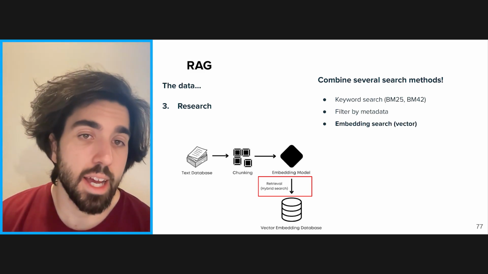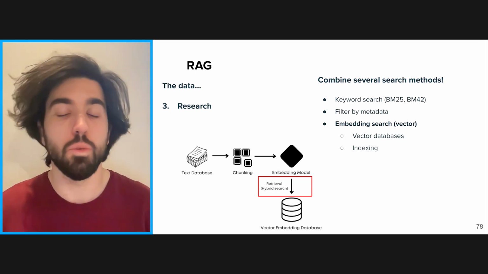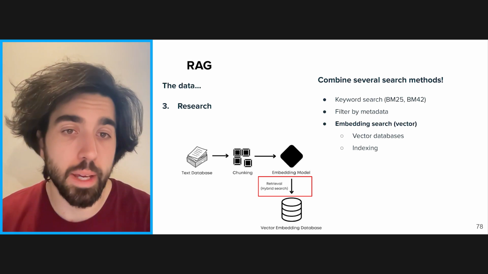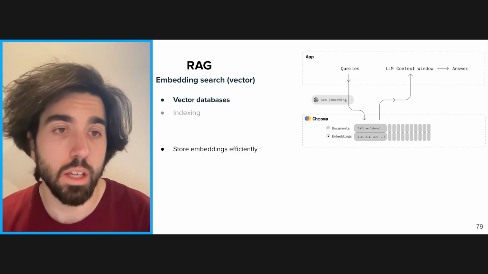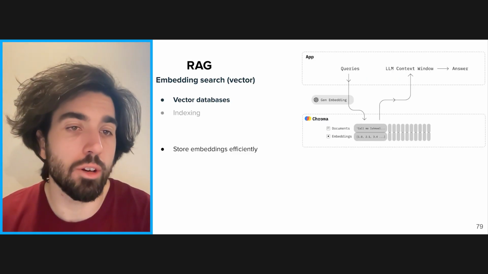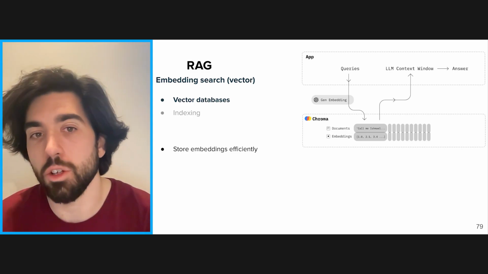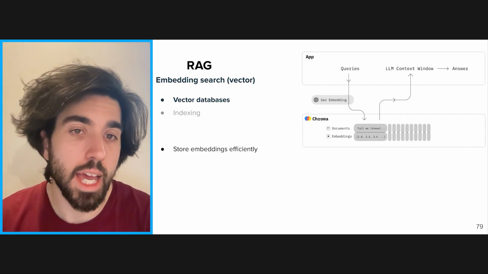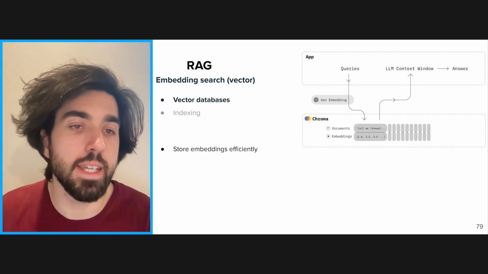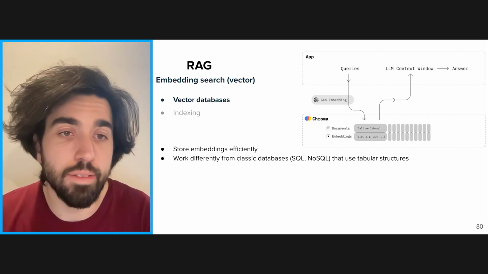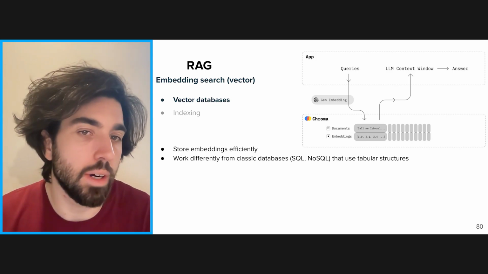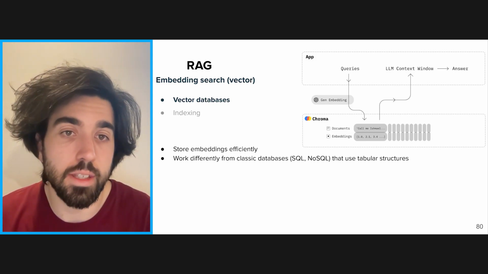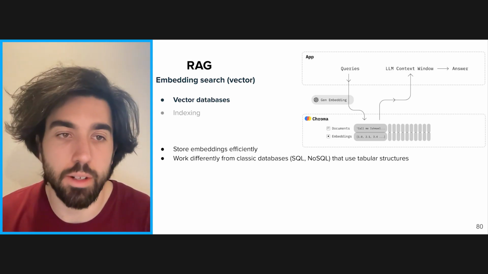Or then you can try embedding search, vector search, which we described, that uses two important things: the vector database and indexing. A vector database is just to store the embeddings efficiently, like ChromaDB, for example. It will save the text chunk and the embedding together for easy retrieval. It works differently from classic databases like SQL and NoSQL that use a tabular structure. It really uses embeddings, puts them in order, etc.